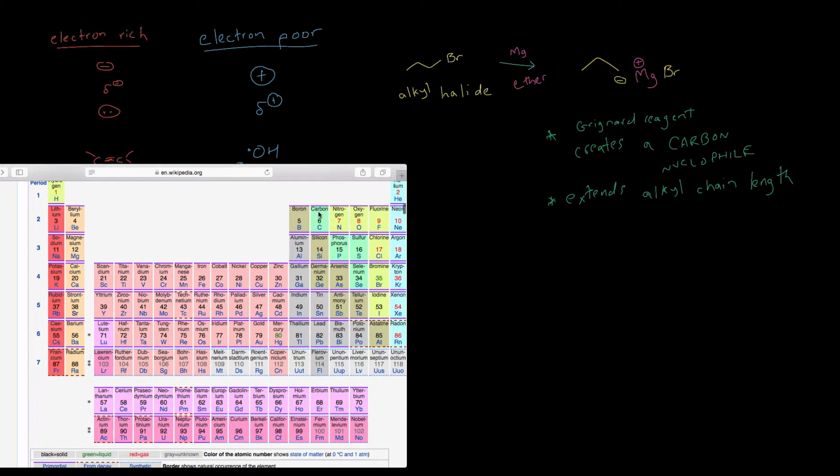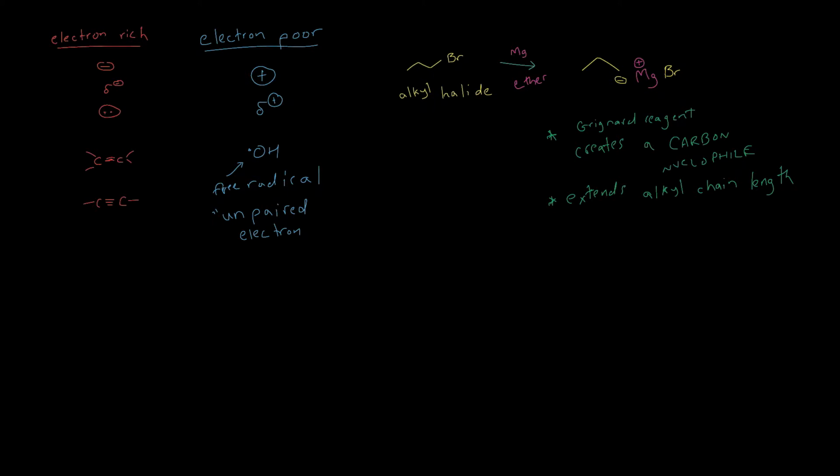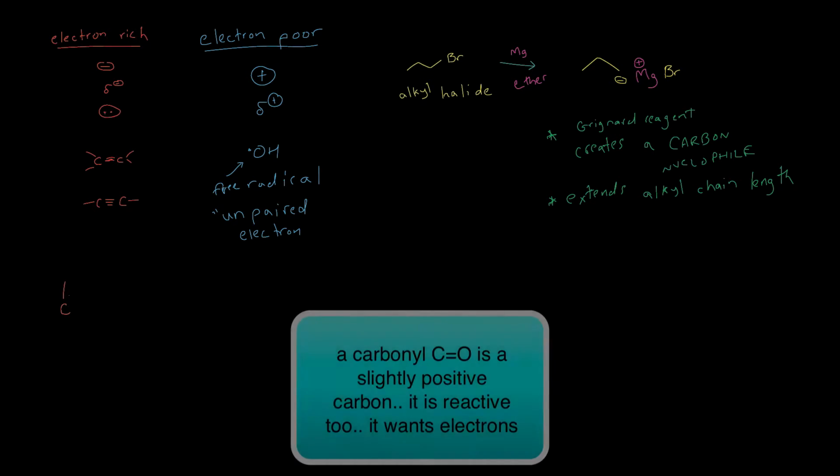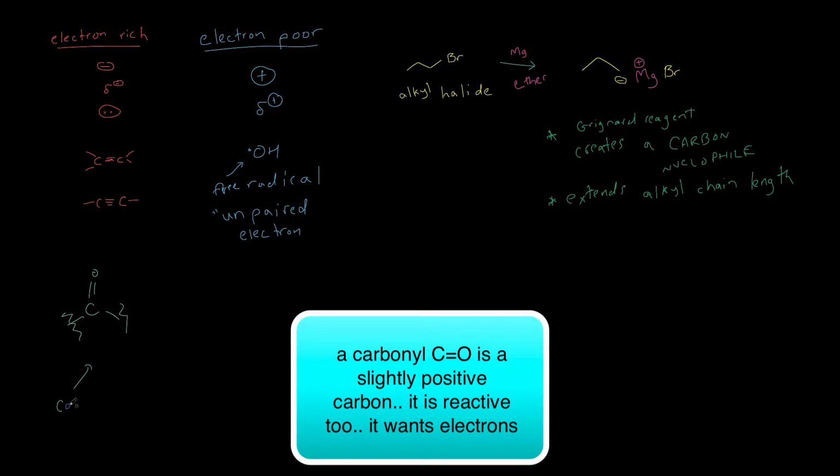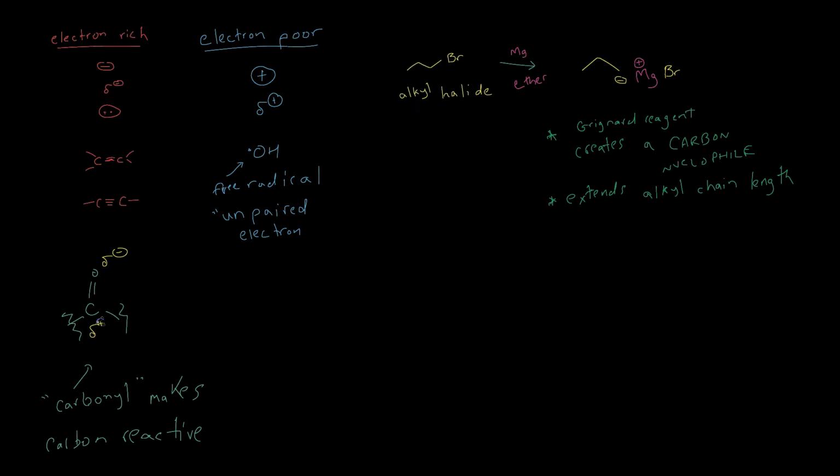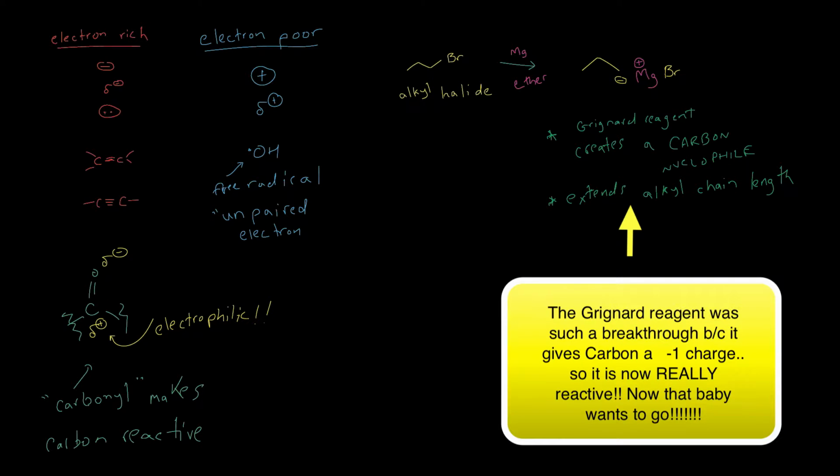So again, the Grignard reagent was really a breakthrough to create that carbon nucleophile. And what we're going to do is connect it with the very common carbonyl carbon, which is delta plus. It's electron poor. You see carbonyls everywhere in nature because it makes that carbon reactive.